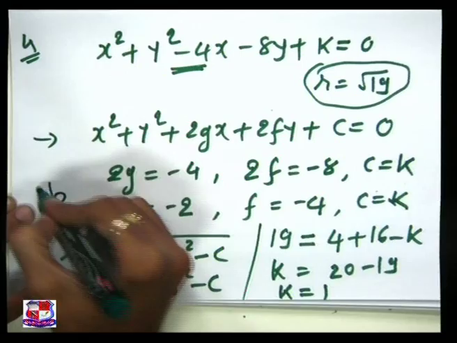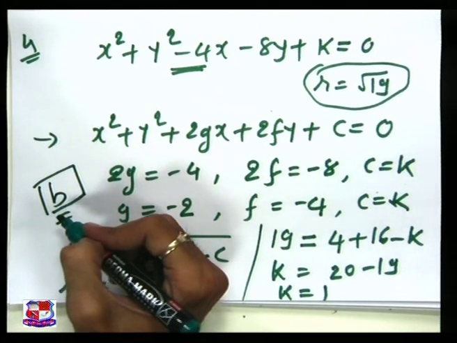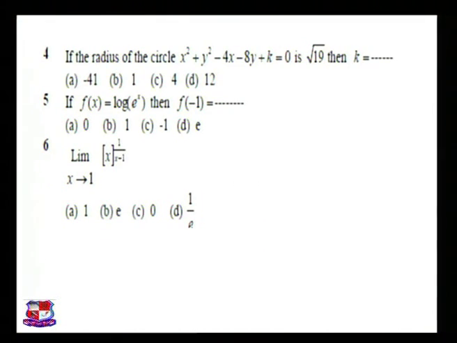So here B is our answer for the fourth MCQ. Let us quickly move to the fifth MCQ. That is given f of x is equal to log e raised to x. Okay, that is the fifth one. f of x is equal to log e raised to x, and we need to find f of minus 1, right? This is the question. Then f of minus 1 we need to find.